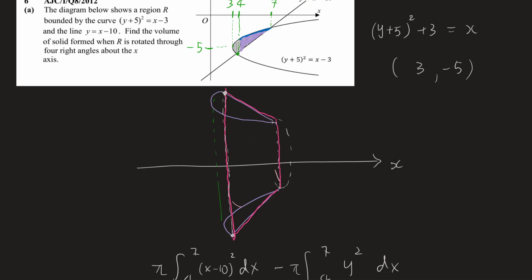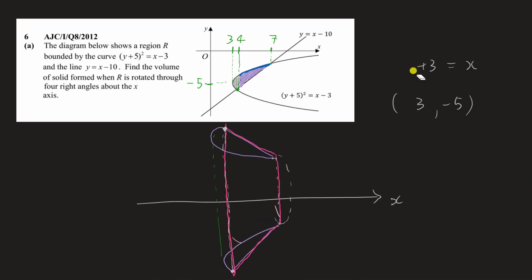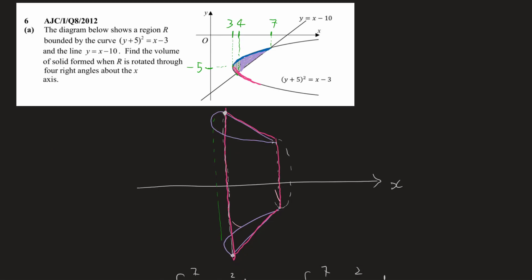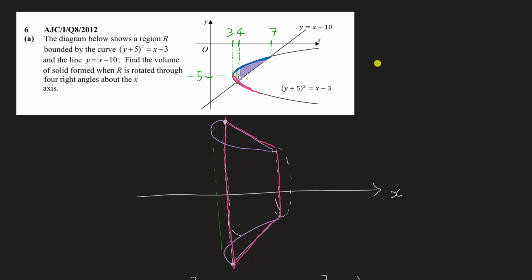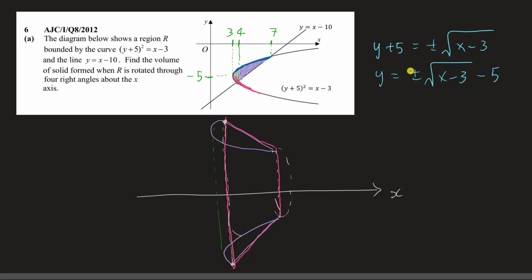To find this blue color bit, once again, you have to go back to the equation and split this curve into 2 pieces. The blue bit and the pink one. Let's find out the equation of the blue color one. Just make y the subject. y plus 5 equals to plus minus square root x minus 3. y would be plus minus square root x minus 3, minus 5. Clearly the positive one would be the blue one, and the negative one would be the pink graph.